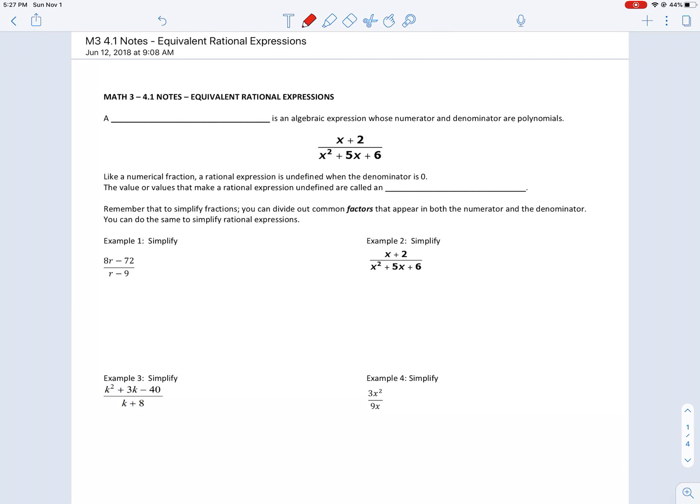Good afternoon. Today we are going over Notes 4.1, Equivalent Rational Expressions.